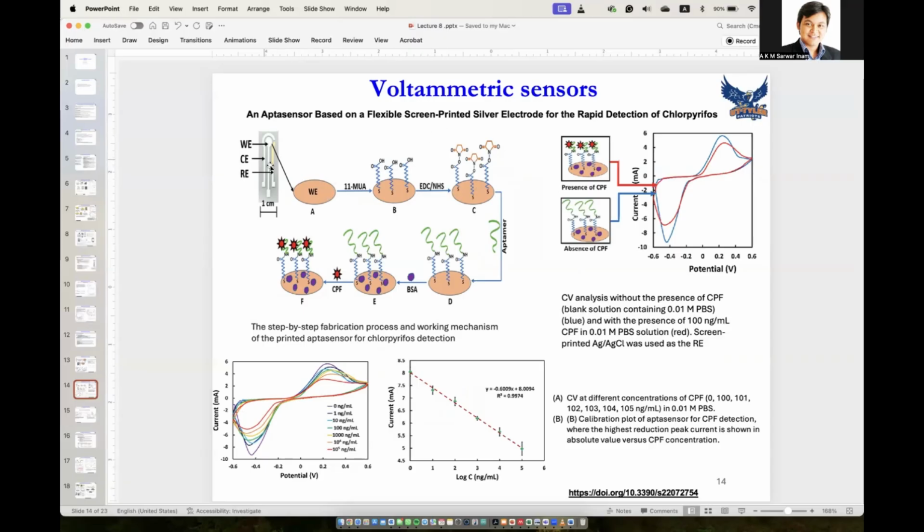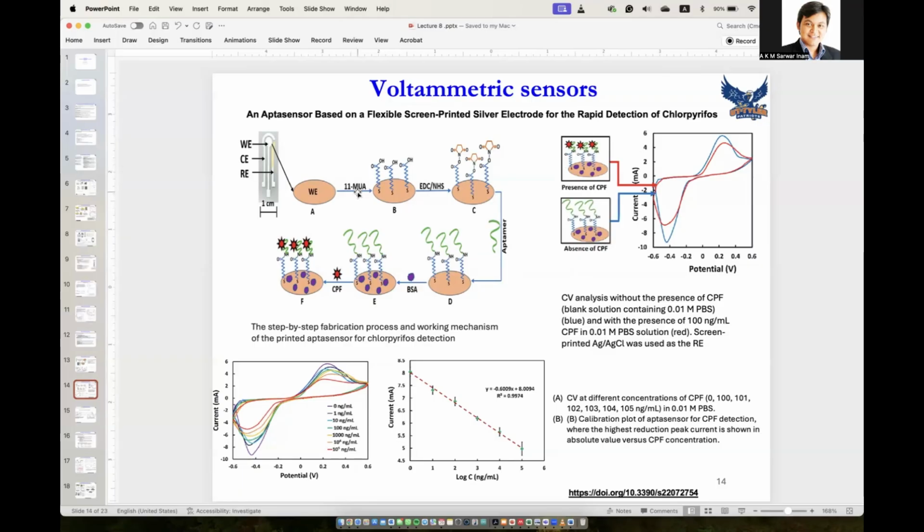Okay, so here is the silver electrode, the same kind of electrode. But now we will design the working electrode in a different way. We will functionalize the working electrode using a different mechanism. And this is for the detection of chlorpyrifos, which is the most commonly used pesticide in the agriculture sector in the US and also in other countries. So we have to detect this pesticide in food or in water with the help of this voltammetric sensor. So how does it work?